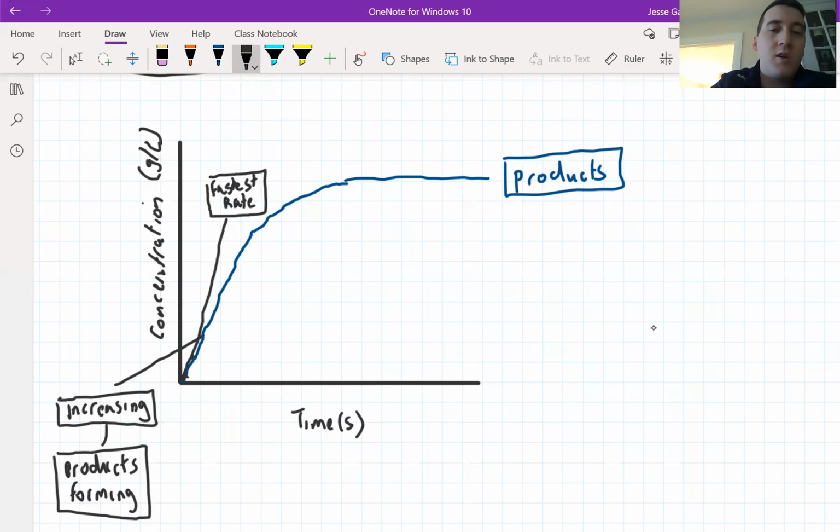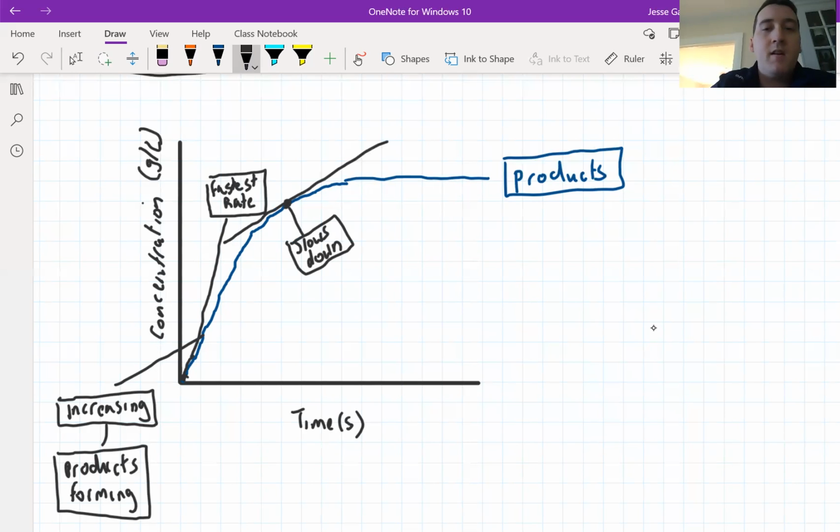If I draw another tangent here, where the curve starts to change, this second tangent shows that the reaction is slowing down. So I have a slightly lower rate of reaction just here than I did in the beginning. It slows down. So the fastest rate is in the beginning and then it slows down here.